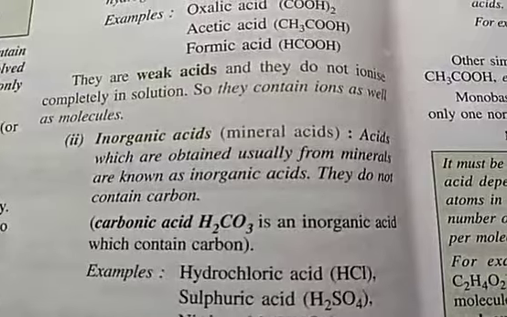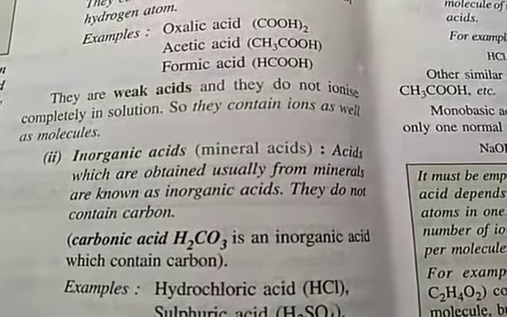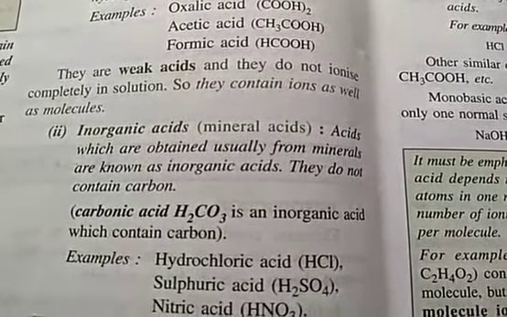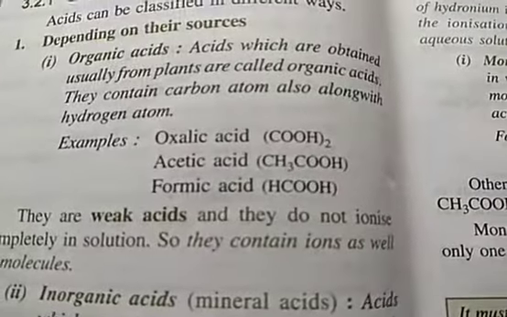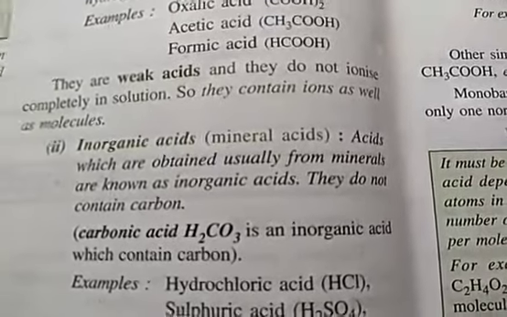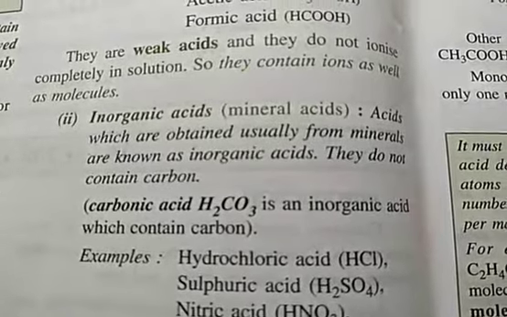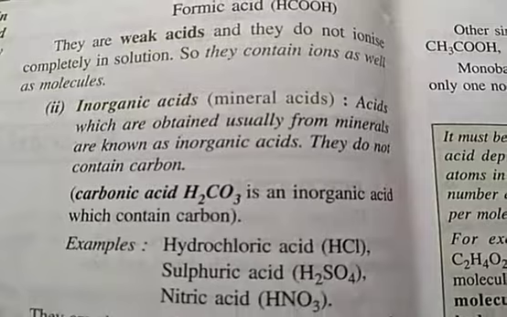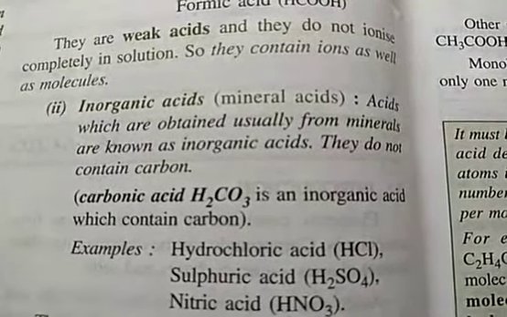Now this inorganic acid, another name is mineral acids. Acids which are obtained usually from minerals are known as inorganic acids. They do not contain carbon, whereas in the former case the acids contain carbon, but here they do not contain carbon. But an exceptional case we can see is carbonic acid, H2CO3, an inorganic acid which contains carbon. So this is an exceptional case, carbonic acid.